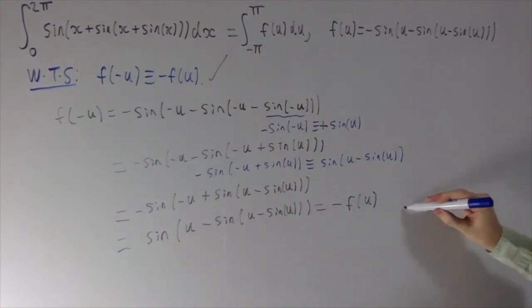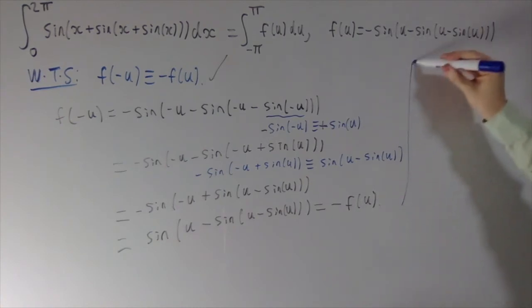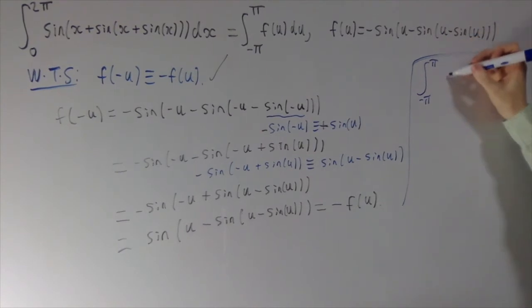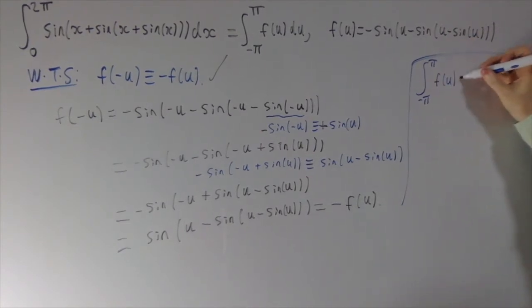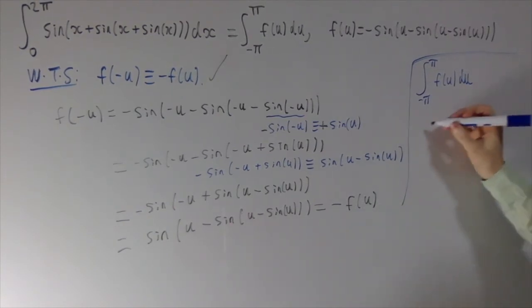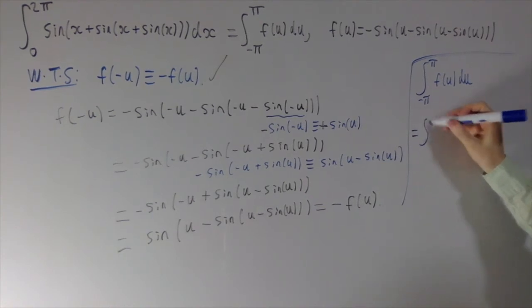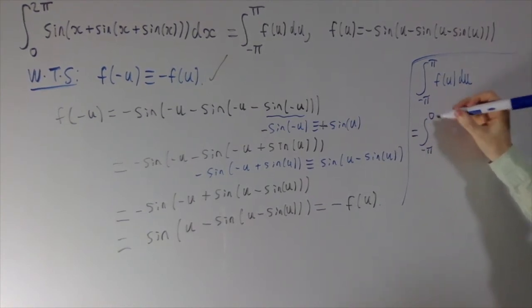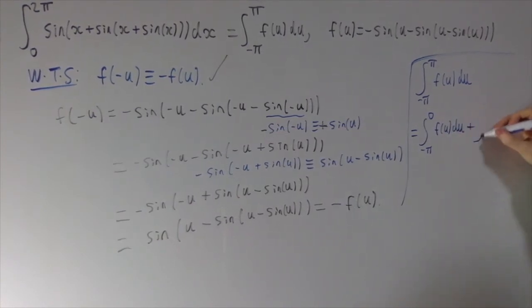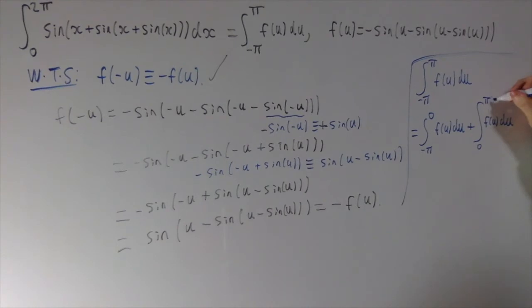And what does that mean for our integral? Well, the integral between minus pi and pi of f of u du is going to turn out to be 0, because we could split this up into the integral between minus pi and 0 of f of u du, and then plus the integral between 0 and pi of f of u du.